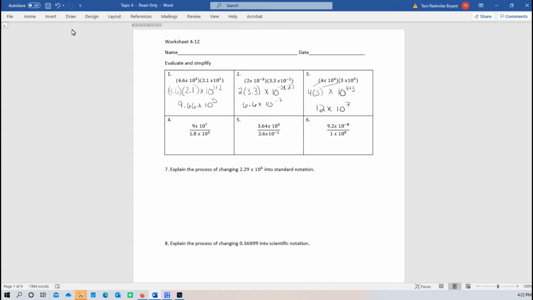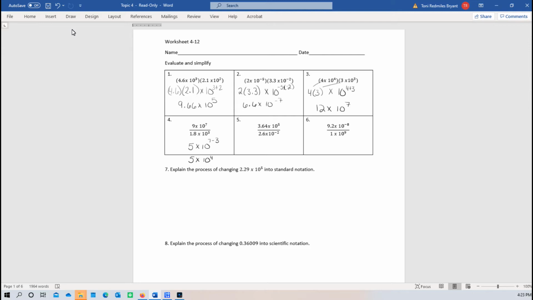All right, so remember our quotient rule. When we're dividing numbers with exponents, we can subtract them. So the first thing I want to do is take those numbers, 9 and 8.1, and divide them, and I get 5. 8.1 goes into 9 5 times. And I'm subtracting those exponents, so I'm going to get 5 times 10 to the, 7 minus 3 is 4.